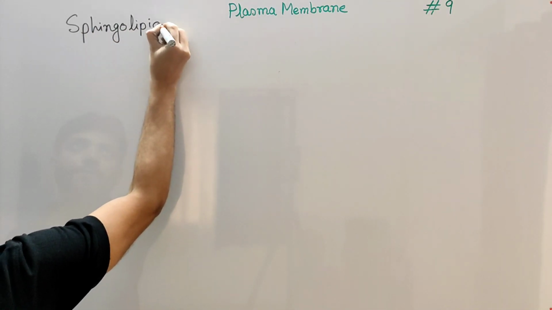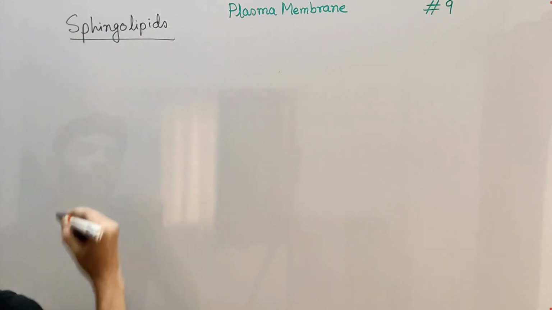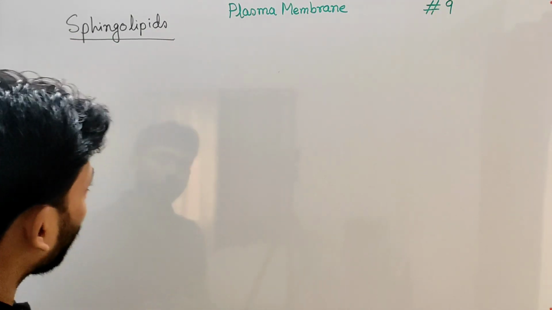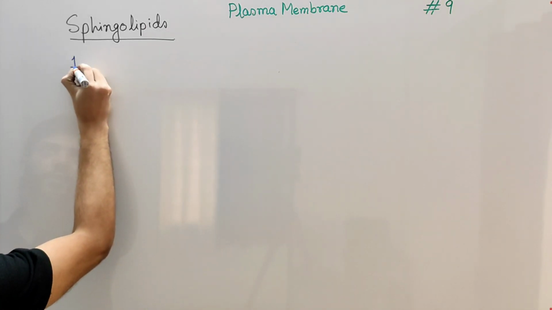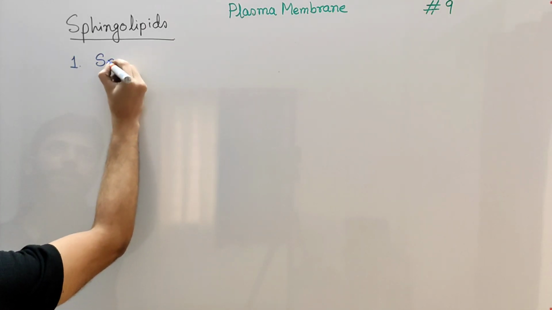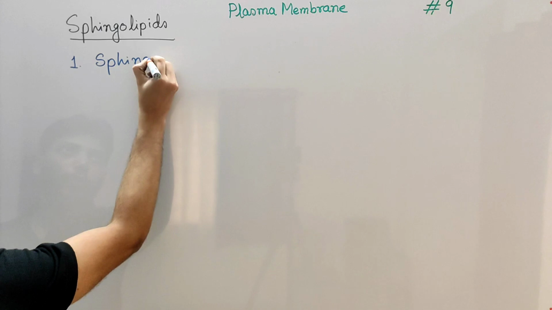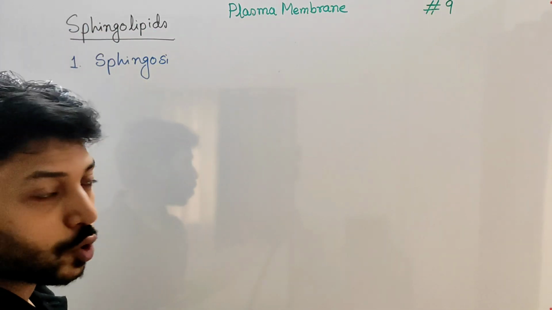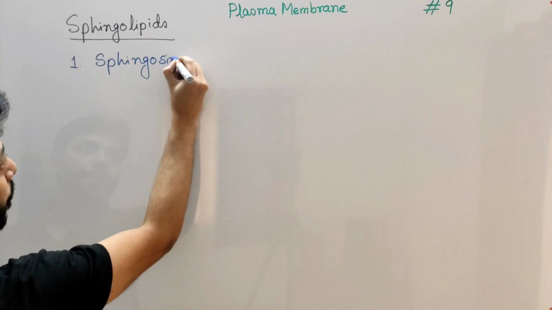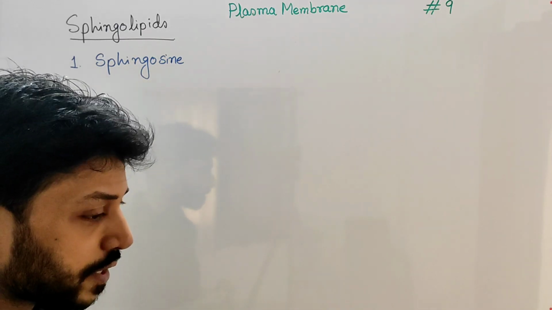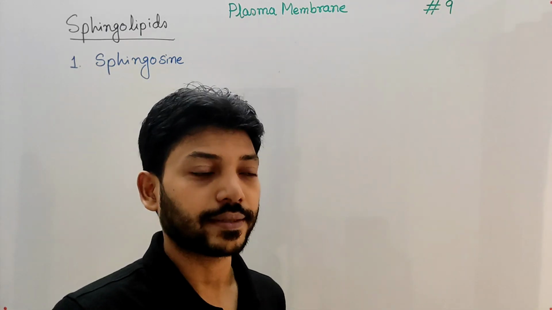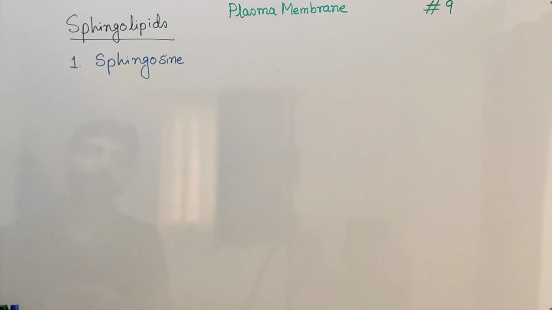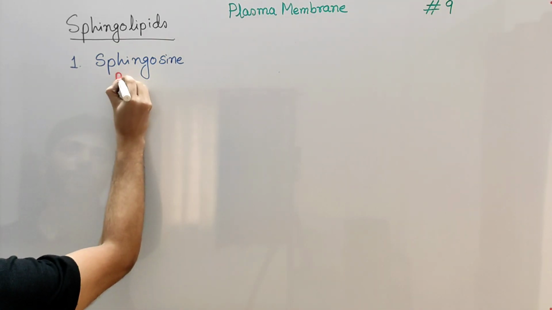Sphingolipids. At first, we will learn the components of sphingolipids. There are three components present in the sphingolipids. The first is a molecule called sphingosine. From this molecule name, the sphingolipids gets its name. So sphingosine is the basis. Now, in my previous video on phosphoglycerides, I mentioned that glycerol is the backbone of phosphoglycerides. Here sphingosine is the backbone.